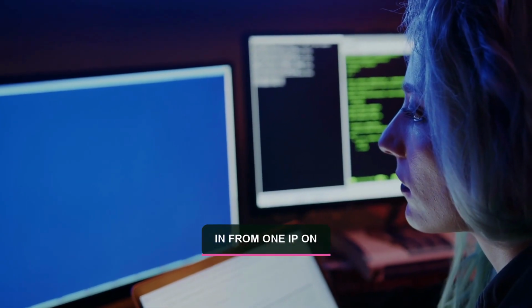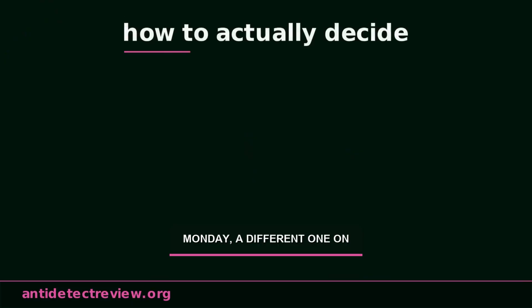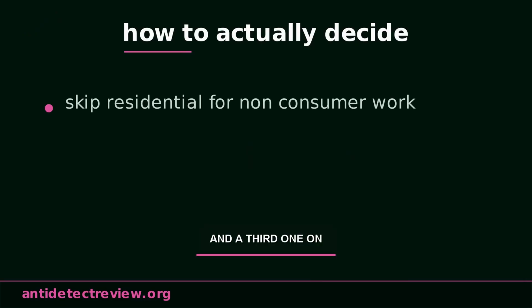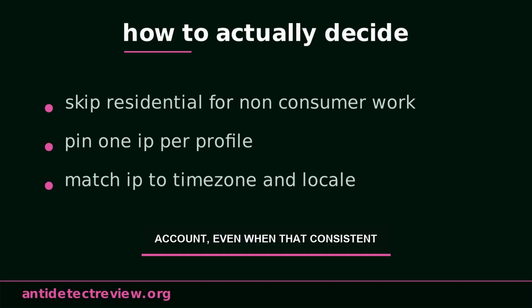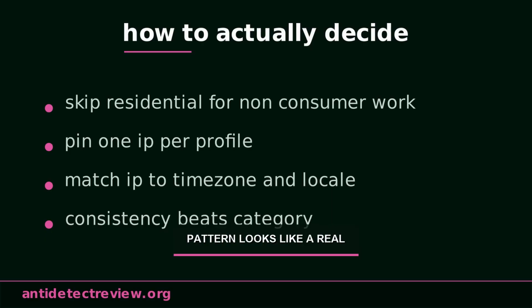A profile that logs in from one IP on Monday, a different one on Tuesday, and a third one on Wednesday, with no plausible travel story behind any of it, builds a noticeably weaker trust signal than one that holds a single consistent IP for the whole life of the account, even when that consistent IP happens to be a data center one. The graph doesn't care what the IP is labeled. It cares whether the pattern looks like a real person's life or like an operation.